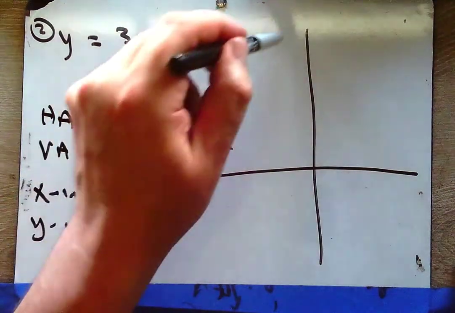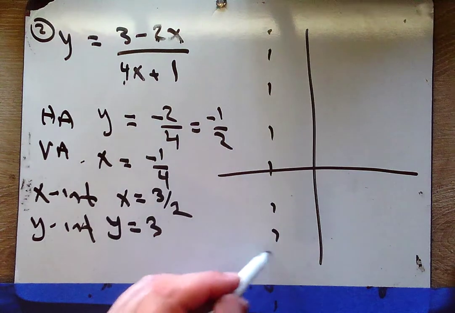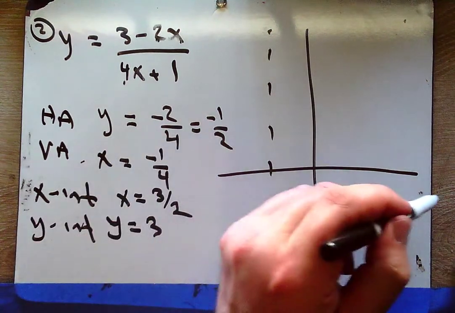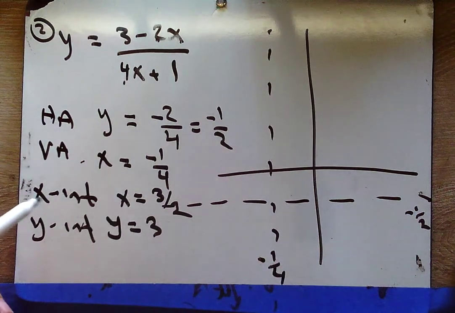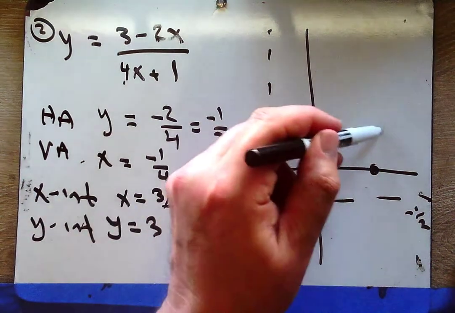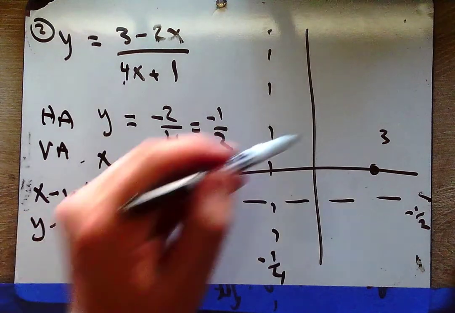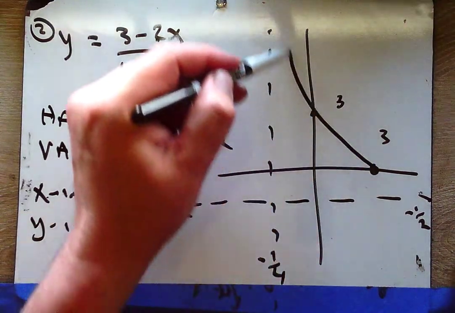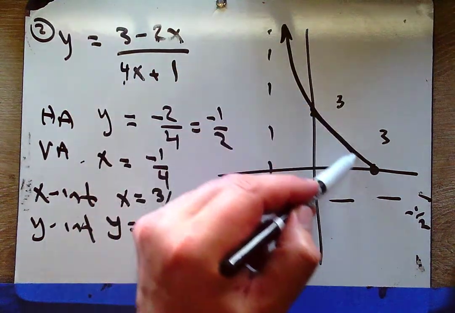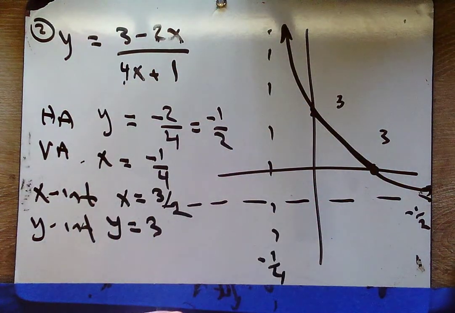We have a vertical asymptote at negative 1/4. We have a horizontal asymptote at negative 1/2. We know the x-intercept is over here at 3/2. We know the y-intercept is up here at 3. We're going to bend to that asymptote. We're going to bend to that asymptote.